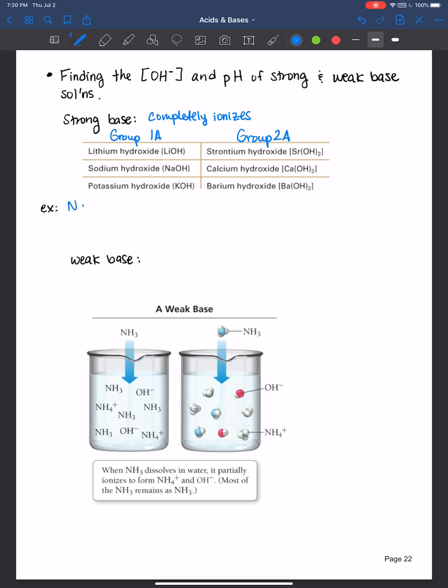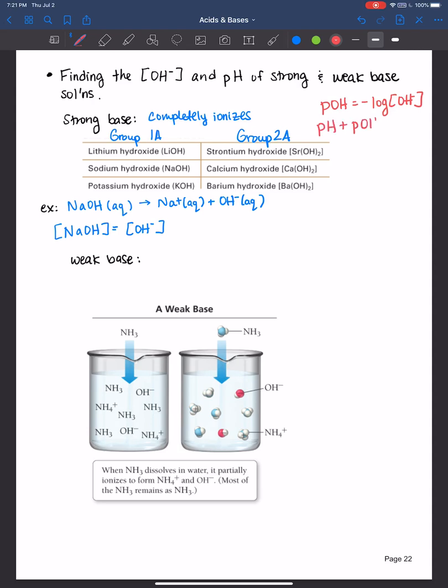For example, if we have sodium hydroxide, it dissociates into the sodium cation and the hydroxide anion. So if you wanted to calculate the pH of the solution, since sodium hydroxide and the hydroxide are in a 1-to-1 ratio, then the concentration of sodium hydroxide is equal to the concentration of the hydroxide ions. Also recall that pOH is equal to the negative log of the hydroxide ion concentration, and that pH plus pOH is equal to 14. And so from here, if you have the hydroxide ion concentration, you can find pOH, and then from there, you can find the pH of the solution.